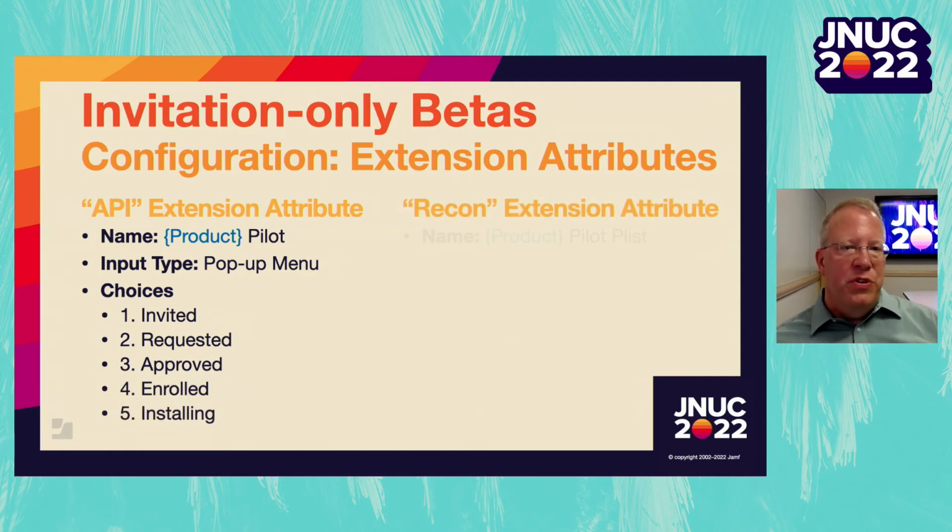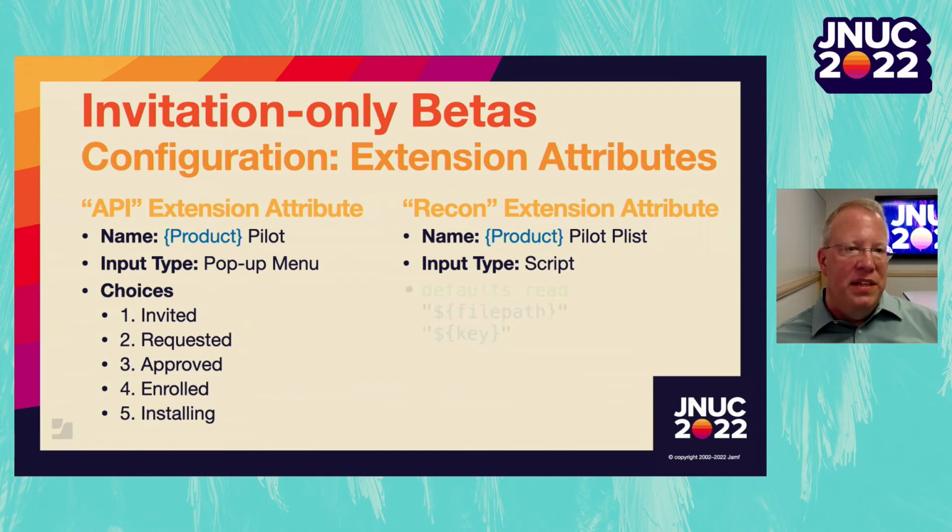For the name of the so-called recon extension attribute, use the full product name followed by the words pilot plist to help you remember that this EA is populated by reading the value of a client-side plist. Basically, the EA script performs a default read of the key you specify as a script parameter in a Jamf Pro policy. Let's look at a demo of creating a template API pop-up menu extension attribute.